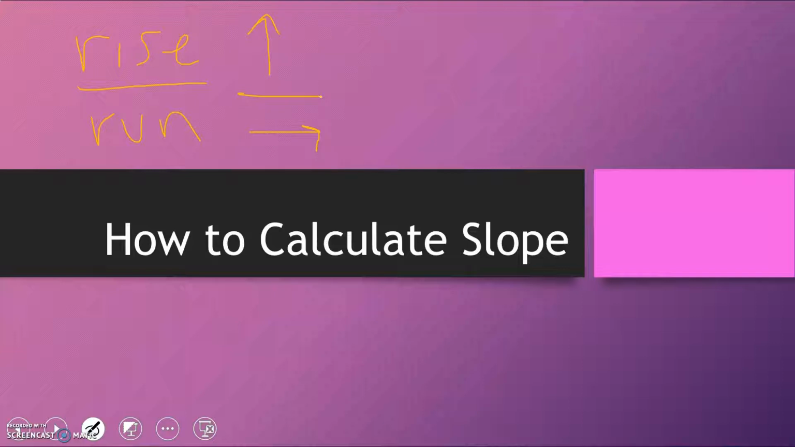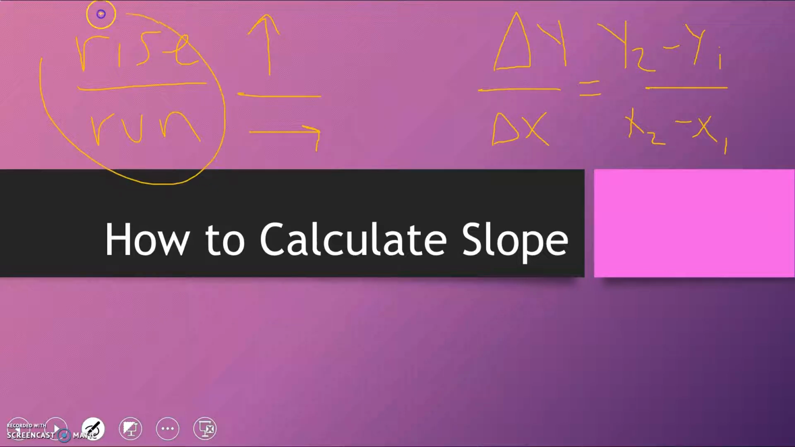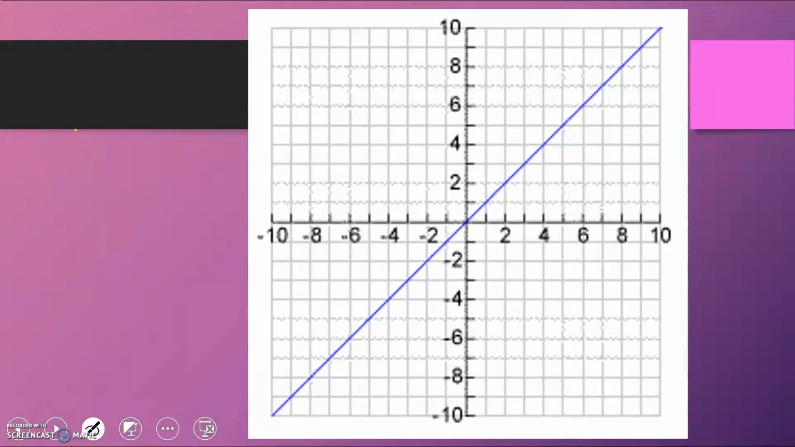There's another way, a mathematical way, where you're doing the change in the y values divided by the change in the x values. So you would have two coordinate points and you would do y2 minus y1 over x2 minus x1. So we'll use both methods, but predominantly I like to use the rise over run method if you can visually count how many blocks from one point to the next. So let's look at this one.